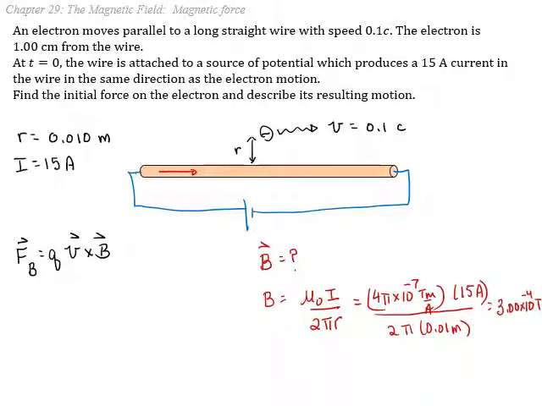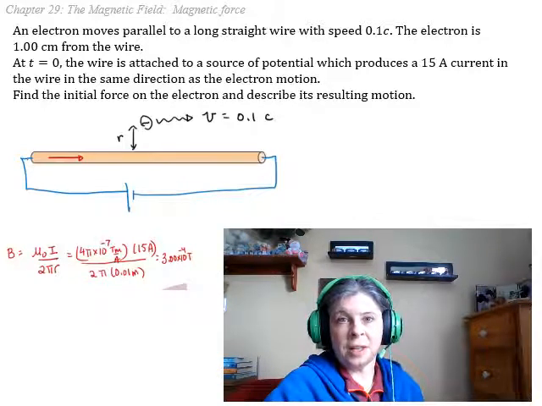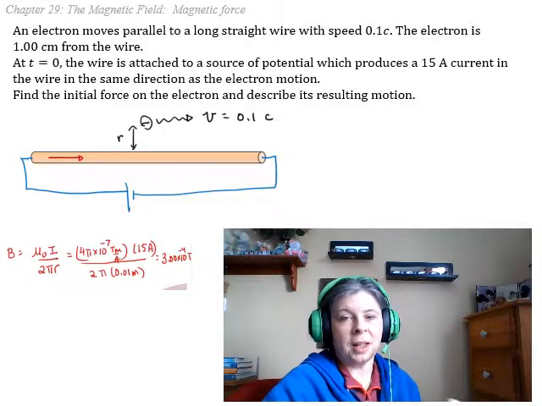But the direction of the magnetic field also matters. We're going to need to use our right-hand rule to find the direction of the magnetic field. So now that we have the magnitude, we also need the direction. Let's find the magnetic field around that wire because we'd like to know the direction of the field at the point where the electron is.